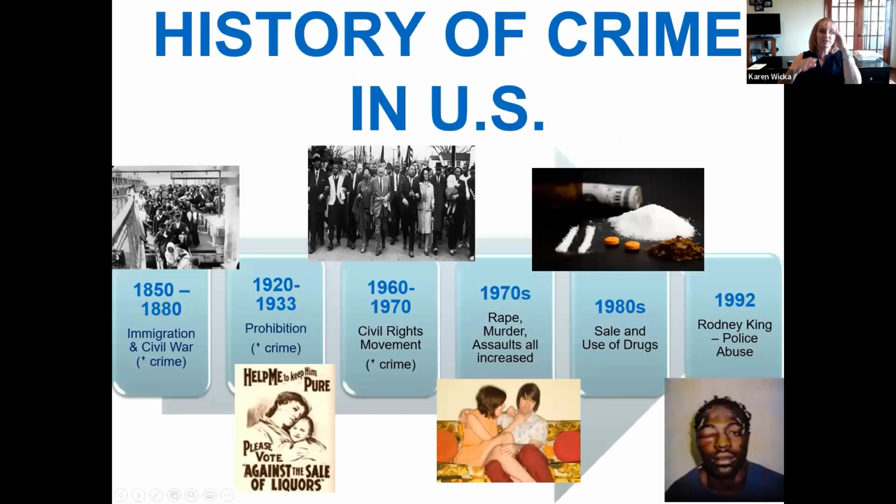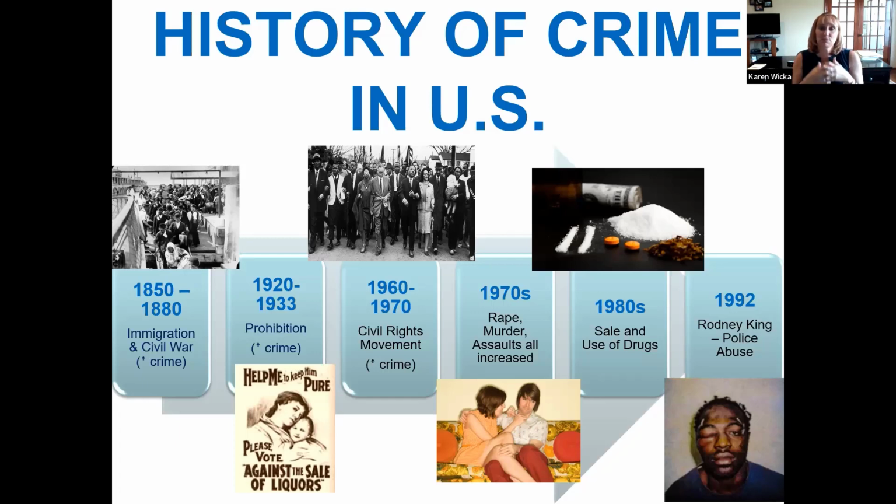Okay, so the next thing I want to talk about quickly is the history of crime in the United States. This is really important because at different times throughout our history, different crimes have been more of a focus within society. There's always been crime, but we as a society pay attention to certain crimes at different periods of our history than others.